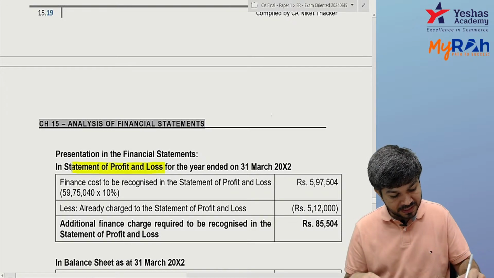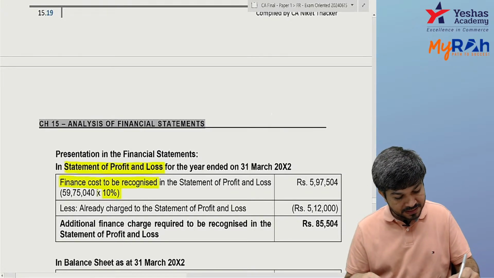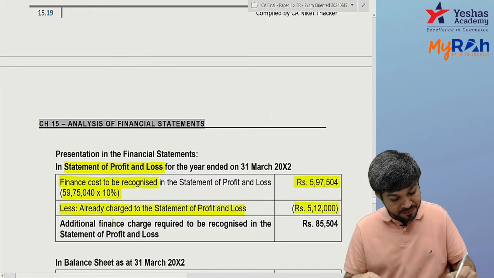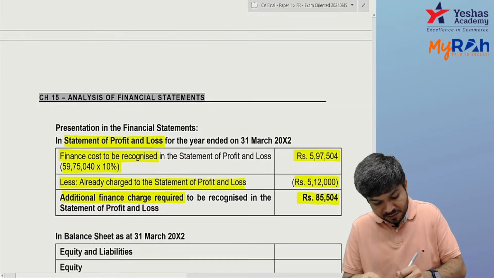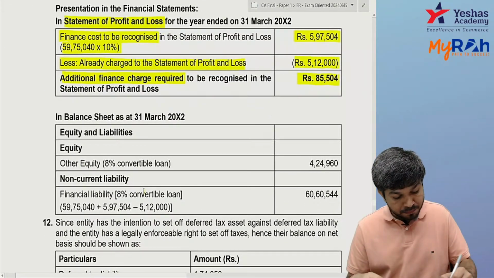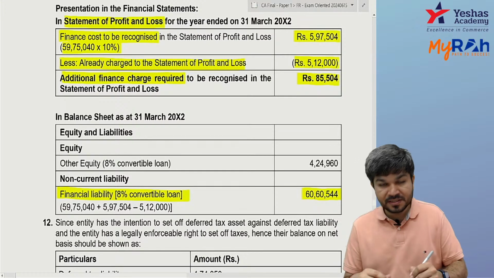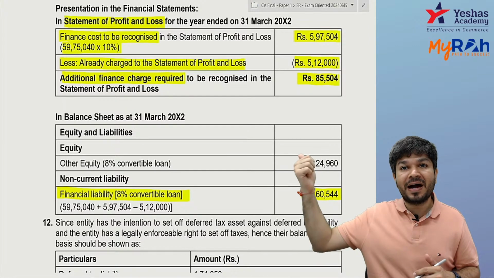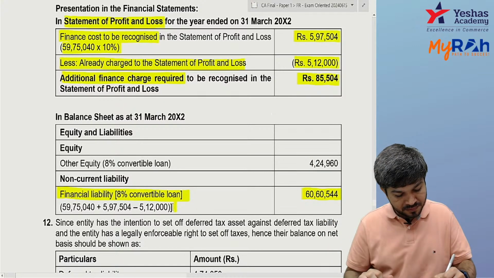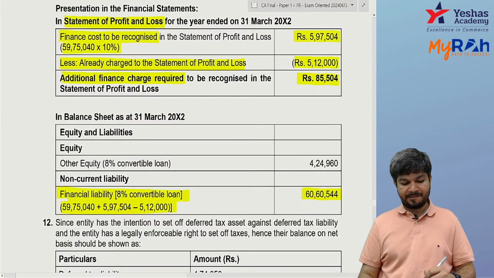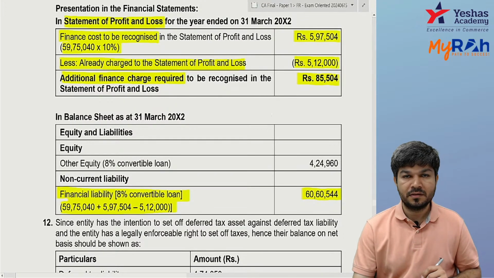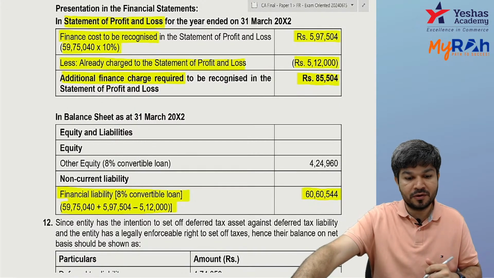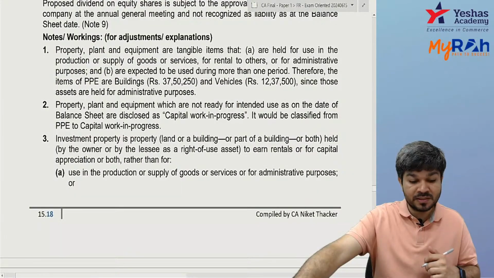Now check in your P&L. Finance cost to be recognized is this, but already charged in P&L is 5,12,000. The difference to be charged is 85,504. And the liability component is 60,60,544. So it was 5,975, on that 10% interest accrued, we paid 5,12,000, and this is the closing balance. I hope this is clear. So we need to split the compound financial instrument into liability component and equity component. This was one point, under Ind AS 109.